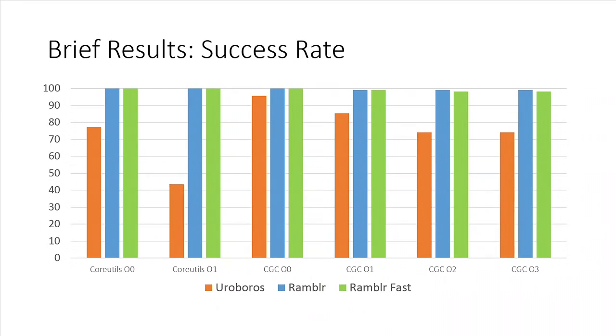We evaluated Ramblr, as well as another solution called Ramblr Fast, which is Ramblr with some fast heuristics, and Ouroboros, our predecessor. Well, not necessarily predecessor, but the pioneer work in this field. We perform better than Ouroboros in all cases, and our success rate was either 98% or 99%. Basically, we broke fewer than 5 binaries out of those 2,000 binaries.